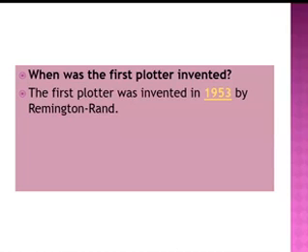And when was the first plotter invented? The first plotter was invented in 1953 by Remington Rand. So Remington Rand invented the first plotter in the year 1953.